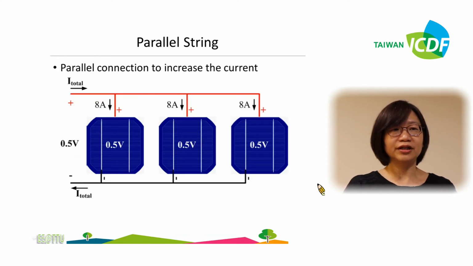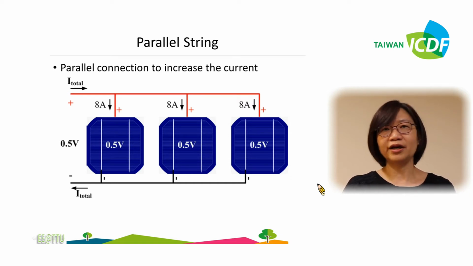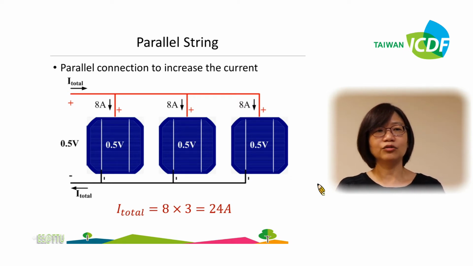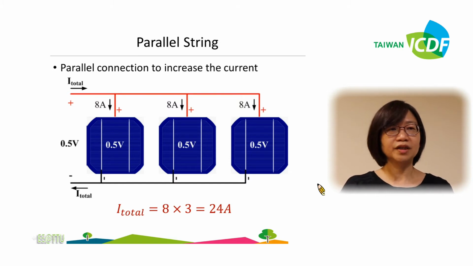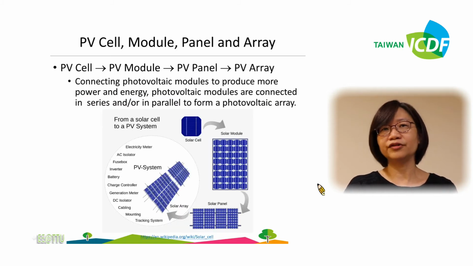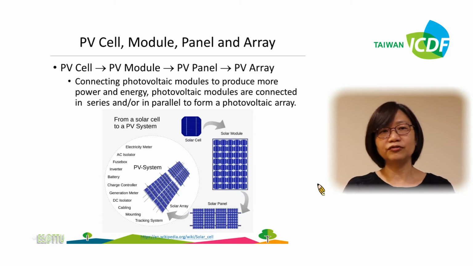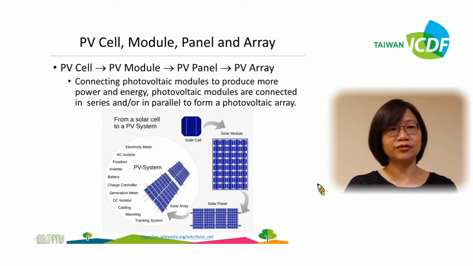Similarly, we can connect the solar cells in parallel. So the current will be 8 amp. For example, if one cell has a current of 8 amp, the overall cell still has 0.5 volt, but the overall current will become 24 amps. So it depends on the requirement of the system. We can either connect the modules or cells in series to increase the voltage, or in parallel to increase the current.